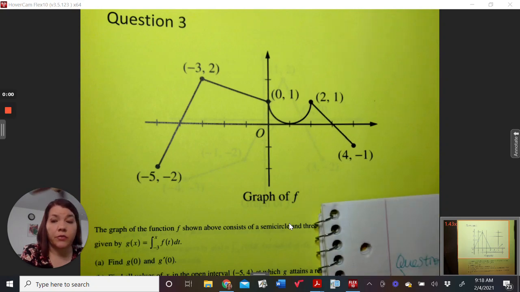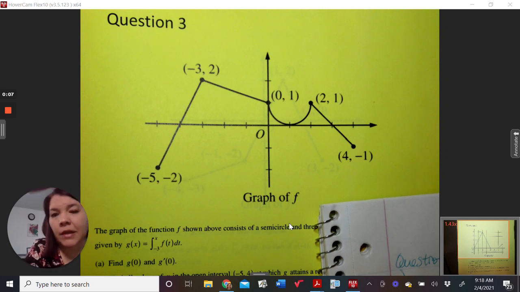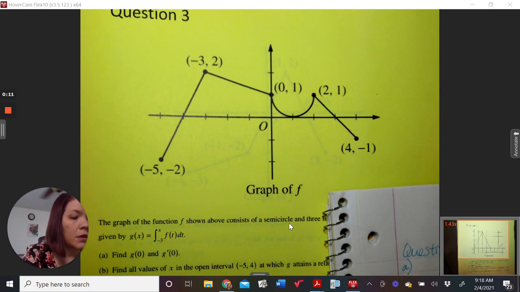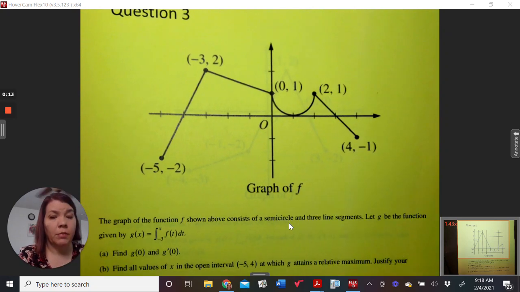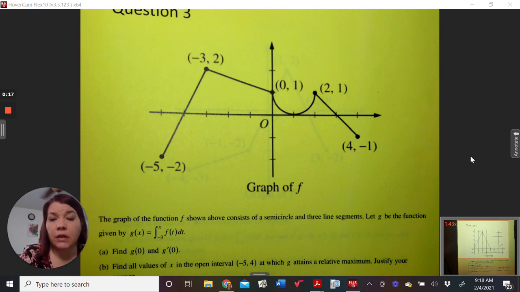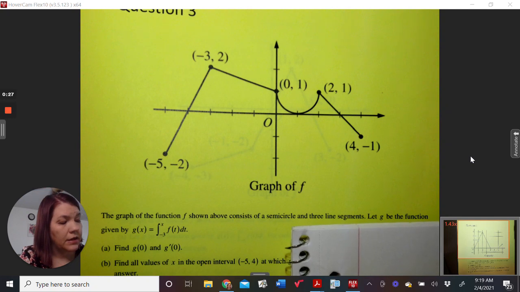Yeah, this is question 3 from our pre-response practice assignment on areas under the curve of accumulation, all the stuff we've learned up into Unit 6 so far. So, the graph of f, shown above, consists of a semicircle and 3 line segments. Let g be the function given by g of x equals the integral from -3 to x of f of t dt. Going ahead to write that down.